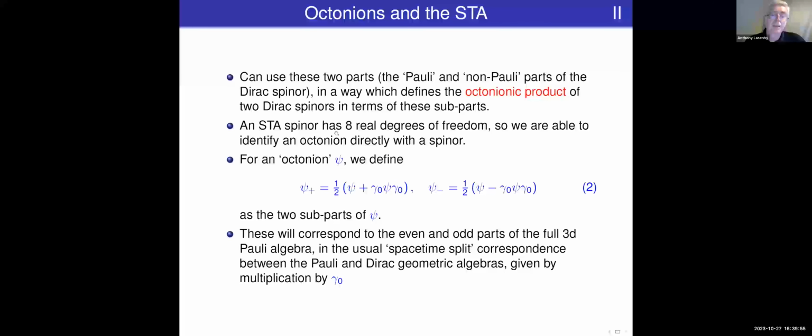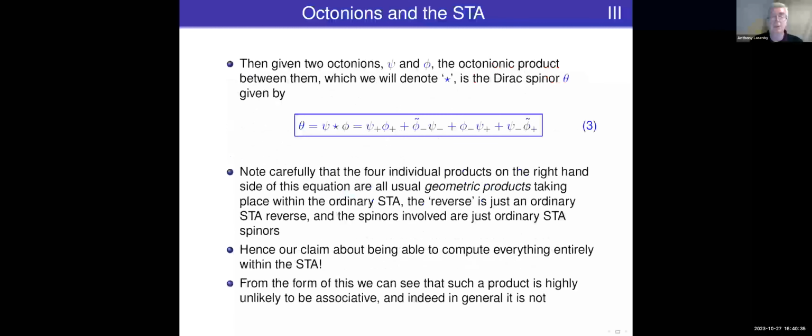So we know an STA spinor has 8 real degrees of freedom, and so we're able to identify an octonion directly with a Dirac spinor. For an octonion psi, we define these subparts like this. Psi plus is a half psi plus a reflection in gamma naught of psi, and psi minus is the same but with a minus here. When you work these out, these correspond to the even and odd parts of the full 3D Pauli algebra and the usual space-time split correspondence between the Pauli and Dirac geometric algebras, which we talked about earlier. So here's our psi plus and psi minus derived from a single Dirac spinor.